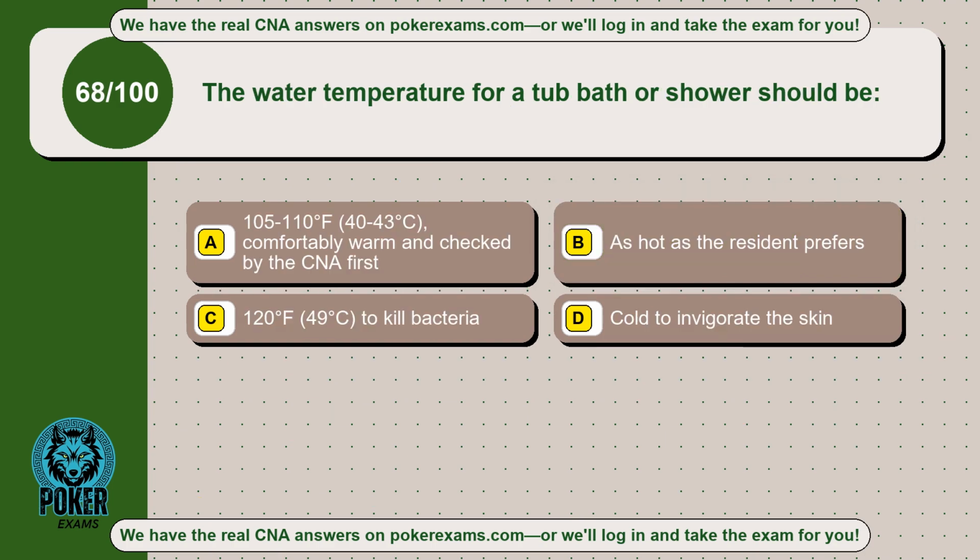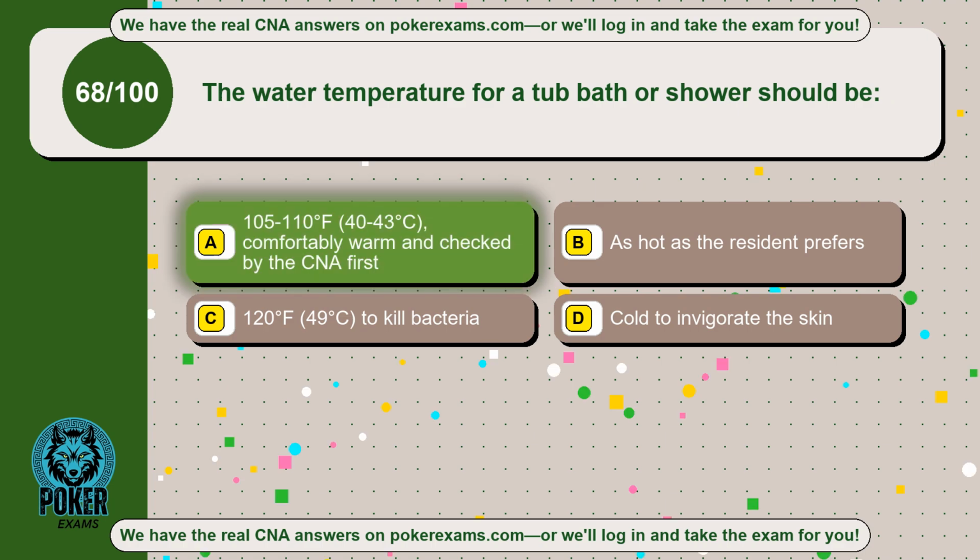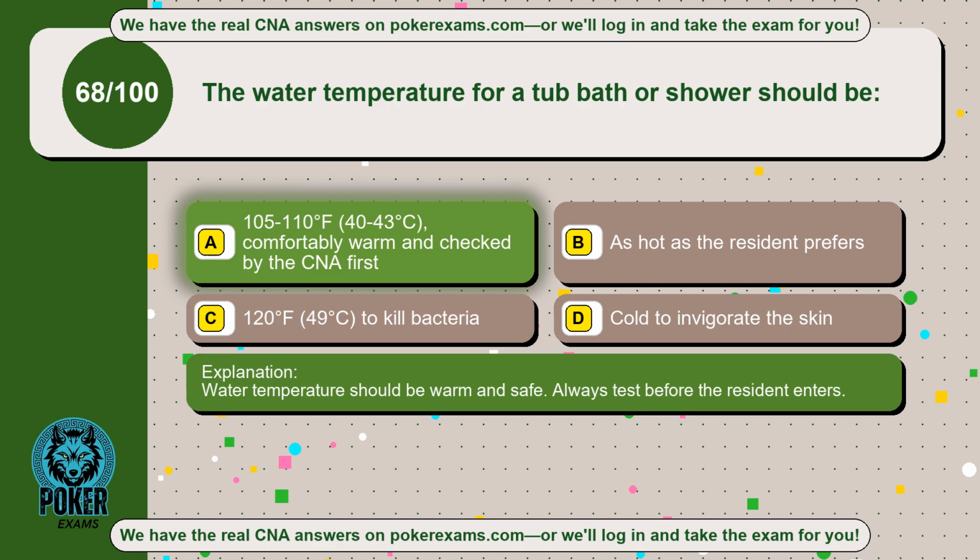Question 68. The water temperature for a tub bath or shower should be: Option A, 105 to 110 degrees Fahrenheit, 40 to 43 degrees Celsius, comfortably warm and checked by the CNA first. Option B, as hot as the resident prefers. Option C, 120 degrees Fahrenheit, 49 degrees Celsius, to kill bacteria. Option D, cold to invigorate the skin. The correct answer is option A. 105 to 110 degrees Fahrenheit, 40 to 43 degrees Celsius, comfortably warm and checked by the CNA first. Water temperature should be warm and safe. Always test before the resident enters.